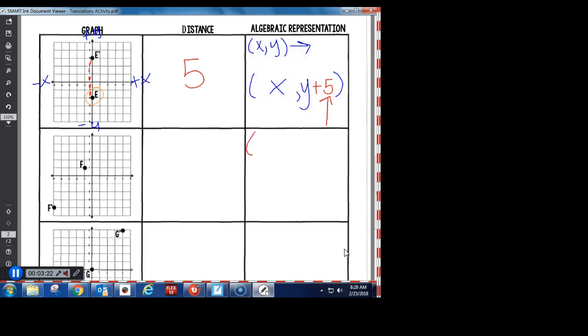On letter F, we have the original above the origin. And I'm going to set this up real quick. All right, let's take a look at what's going on with letter F. So letter F is moving sideways 1, 2, 3, 4 places in the negative direction. So we're going to write minus 4 here. And then F prime, you're going to go down 1, 2, 3, 4, 5. So that's going to be minus 5.